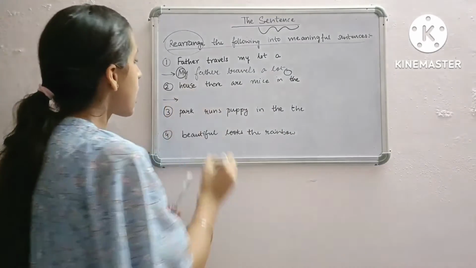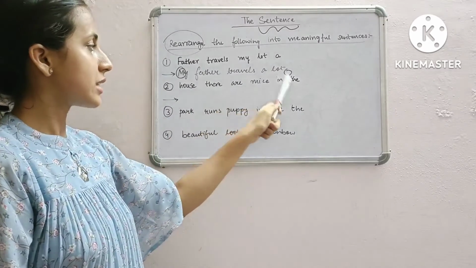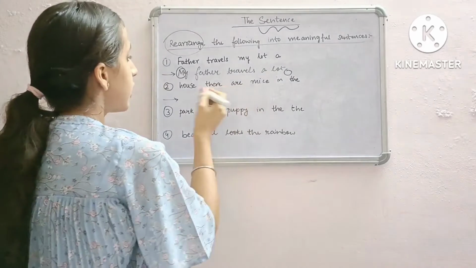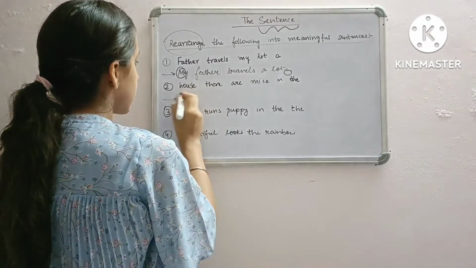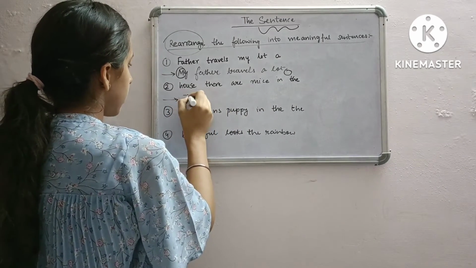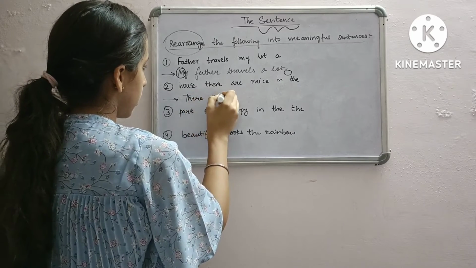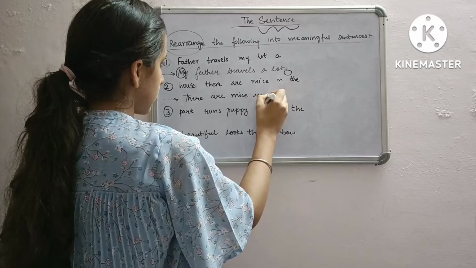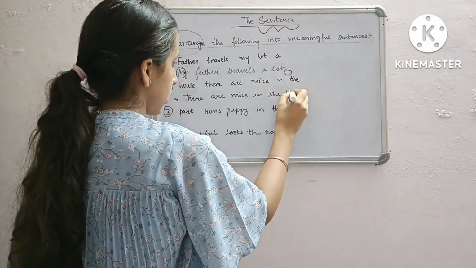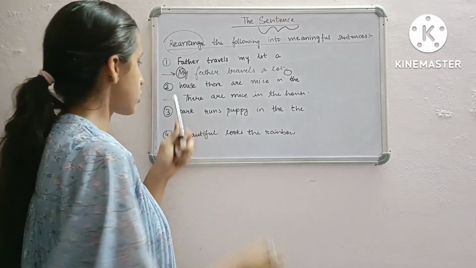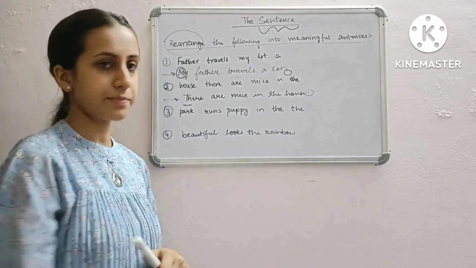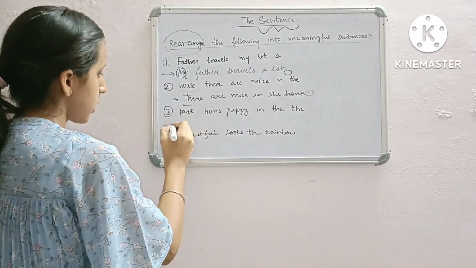Second sentence is, house there are mice in the. So you can even write it in your notebook. It can be: There are mice in the house. See, the two rules are being obeyed. T is capital and there is a full stop at the end. Let's try the third one out.